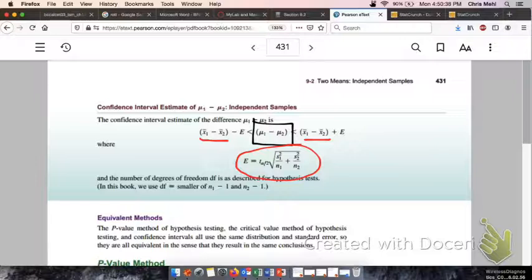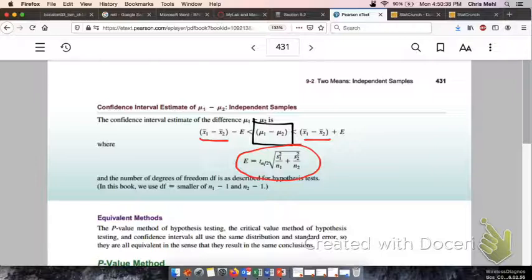And it says the number of degrees of freedom, df, is as described for hypothesis tests, and in this book they're just going to use the degrees of freedom as the smaller of n1 minus 1 and n2 minus 1. Now, if you check on the homework, you might have to be careful. I'm going to show you how to do the confidence interval using technology, and hopefully that allows for enough accuracy to get you correct on the homework. Otherwise, you might actually have to do this by hand using the smaller of the two degrees of freedom from each sample. But the formulas are right here.